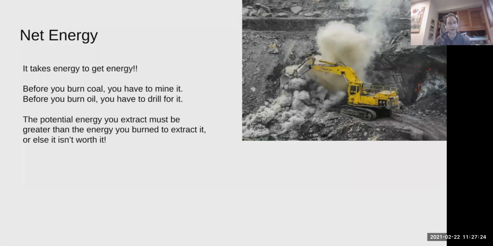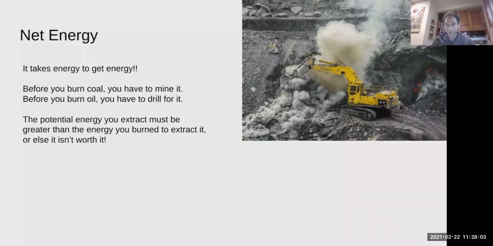You have to use energy to drill for oil. It's only worth getting an energy source if the energy you are extracting is greater than the energy you're burning to get it. Another example of this, I don't know if this is true, but perhaps you all have heard this also, that celery is a negative net energy food. The idea is that it takes more energy to digest celery than the energy you actually get from eating the celery. I don't know if that's true, but I've heard that.